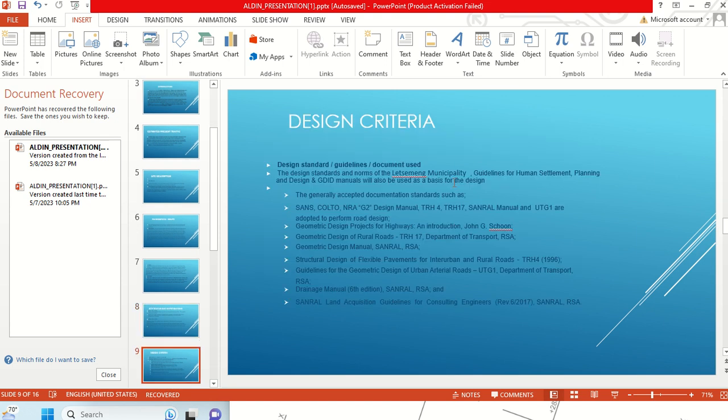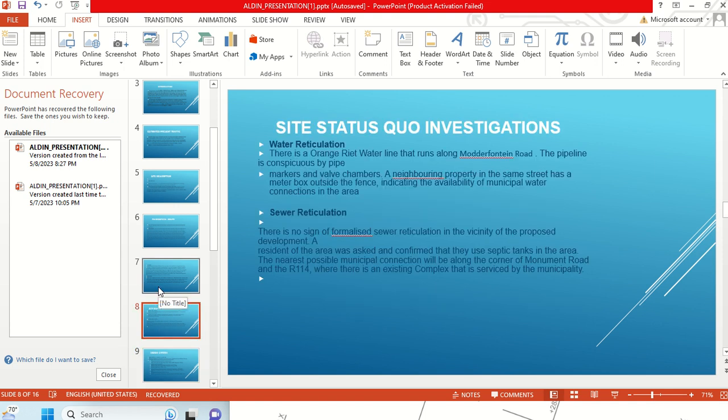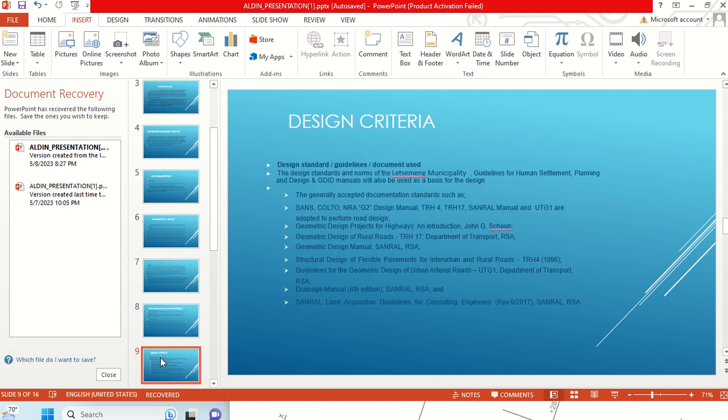Since we have now done our research, we know the expected traffic count, the traffic that we expect on the road. We have looked at the environmental side, and we have also looked at the site status quo investigation that included the water reticulation and the sewer reticulation. So now we can consider our design.